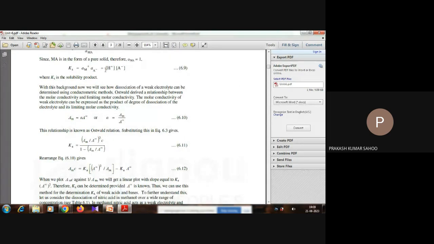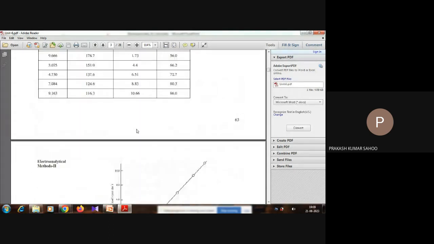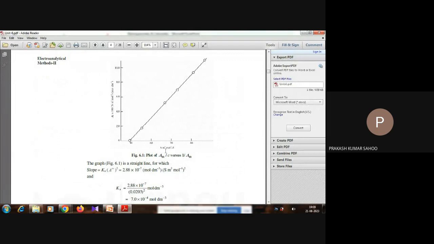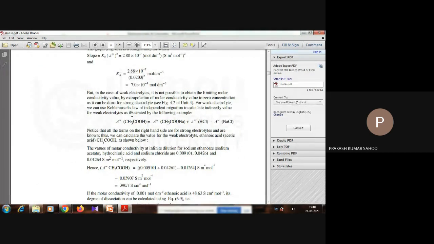Then we have molar conductivity lambda m, which is equal to the degree of dissociation alpha times the molar conductivity at infinite dilution. So alpha equals lambda m by lambda infinity, right? So these are some equations. Then we have conductivity or conductance versus equivalent conductance lambda versus C. We have this type of readings with us. Then this is Kohlrausch's law, as discussed in the previous class.